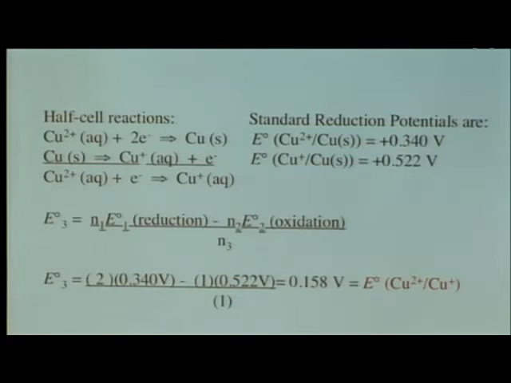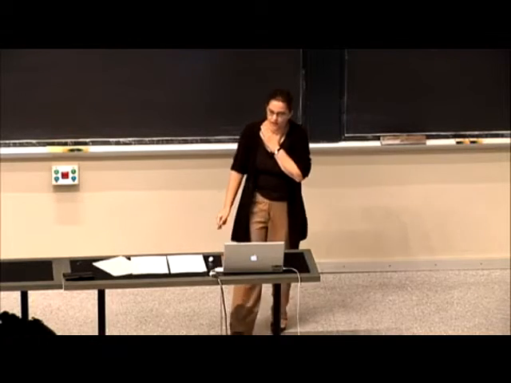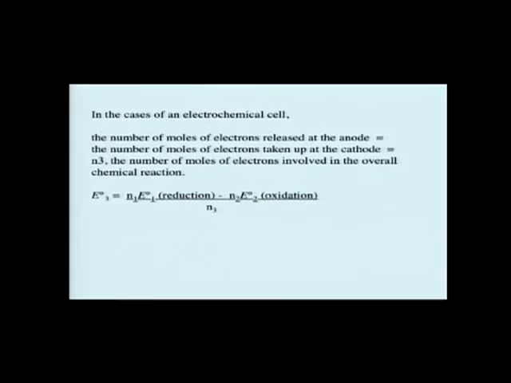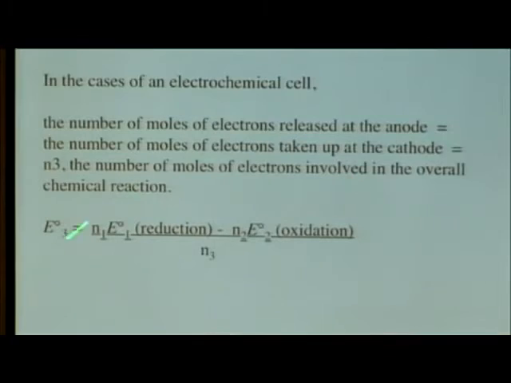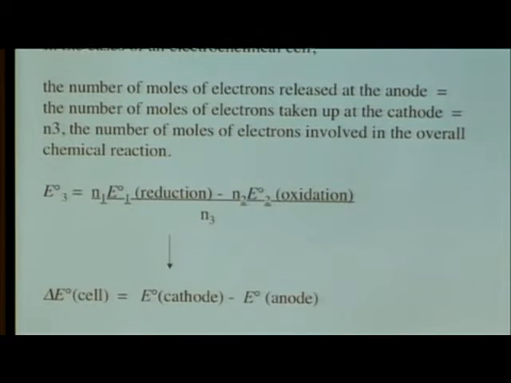So just a little note about when you're going to use this and when you're going to use the other equation that I showed you. If we're talking about a whole electrochemical cell, the number of moles that are released at the anode are going to equal the number of moles taken up at the cathode and be the number of moles involved in the overall equation. So this equation is not necessary. And for a full electrochemical cell, we're going to use the equation that I gave you before for this delta E naught for the cell. So we just use this.